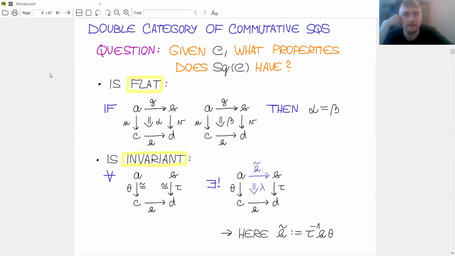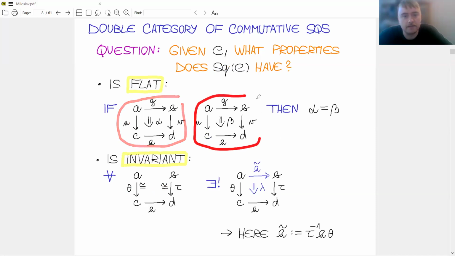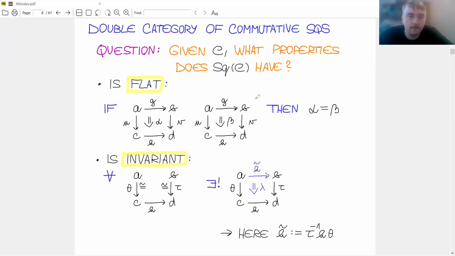Given a category C, what are the double categorical properties that this double category of commutative squares has? Well, it is flat, which is to say that given two squares that have the same boundary, they are equal. In this case, this is obvious, because a square in this double category is a commutative square, so every two such squares are the same.